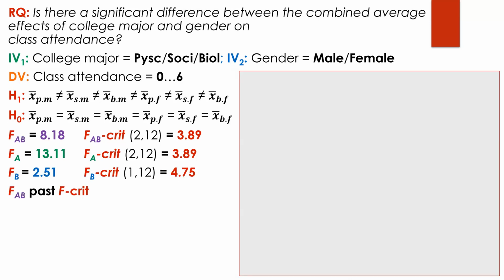Okay, so because it goes past, there's a probability less than 0.05, meaning that assuming that college major and gender don't interact to affect class attendance, this was pretty unlikely for us to find the differences that we found between our groups. Assuming that there is no difference between the combined average effects of our two variables, this was unlikely for us to find the differences that we found. So that's evidence against the null. So we reject it, accept our alternative.